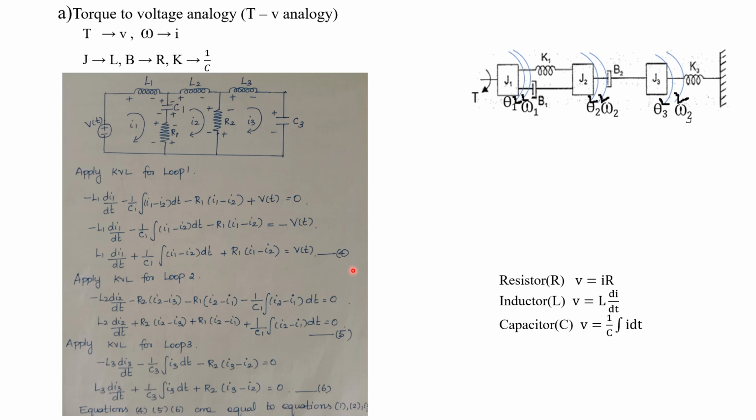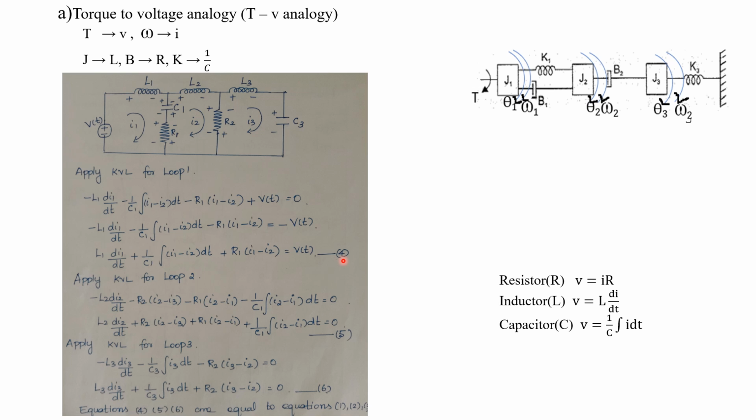Now these three equations, that is the equations for loop 1, loop 2 and loop 3, are compared with the previous three equations that were derived for the mechanical rotational system for masses J1, J2 as well as J3.